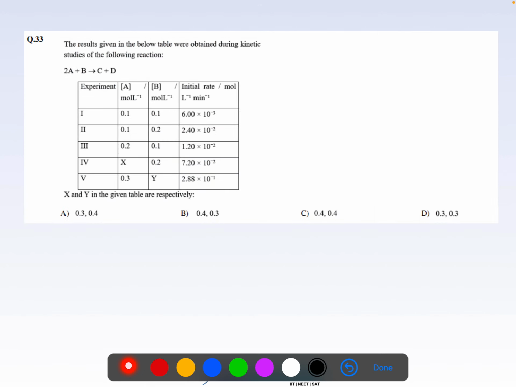In this reaction, first we have to find the order of the reaction with respect to A and B. First, let us observe experiment 1 and 2. Here, when the concentration of A is kept constant and B is doubled, the rate increased 4 times. So from this we can understand the order of the reaction with respect to B is 2.